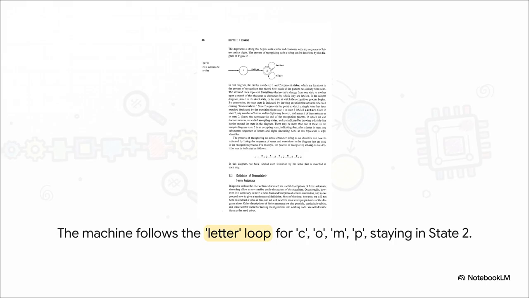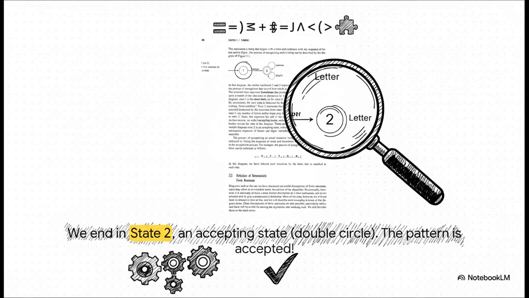And this is where it gets really efficient. The machine now reads the next character, C. It looks at the rules from its new location, state 2. And what does it see? It sees an arrow labeled letter that just loops right back to where it already is, back to state 2. So for the C, the O, the M, and the P, it just keeps taking that loop, one character at a time, staying right in state 2. After that final P, we're at the end of the input. And where did the machine end up? It's in state 2. And because state 2 has that special double circle, we know it's an accepting state. That means the pattern is a match.